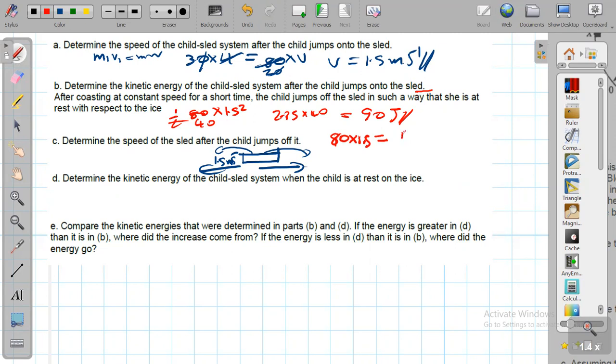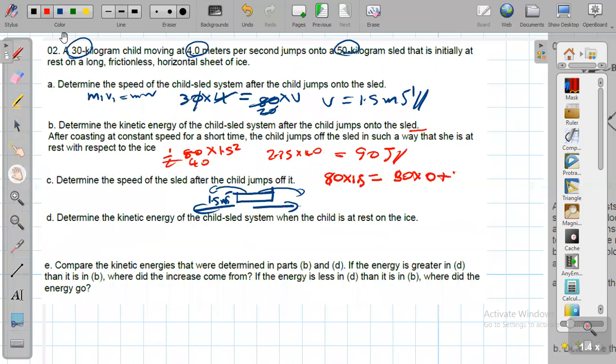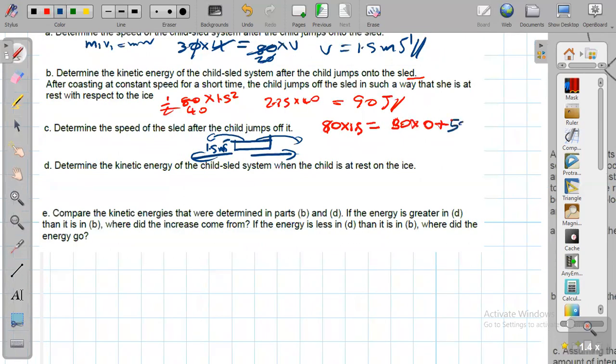The child is 30 times 0, plus the sled, whose mass is 50, times v, because she jumped off. So that's going to be the final momentum. So 80 times 1.5 means 120 equals 50 times v. V equals 24 over 10, which is 2.4 m/s. It accelerates towards the positive direction.